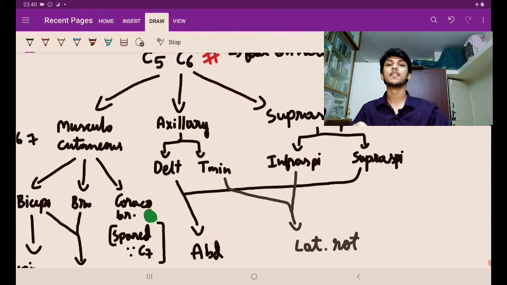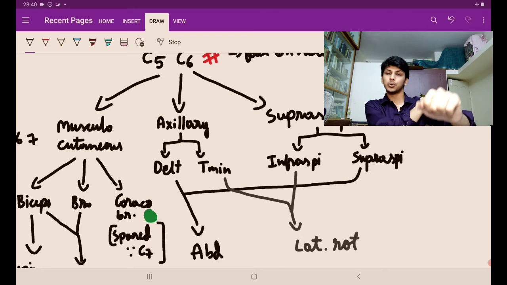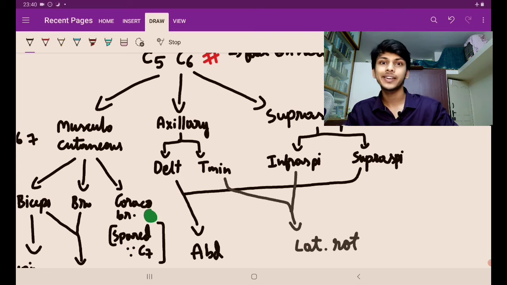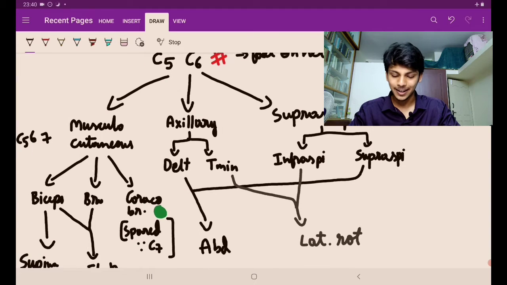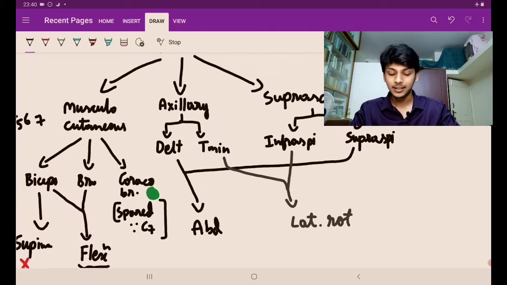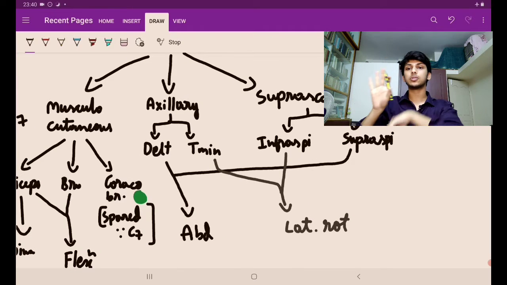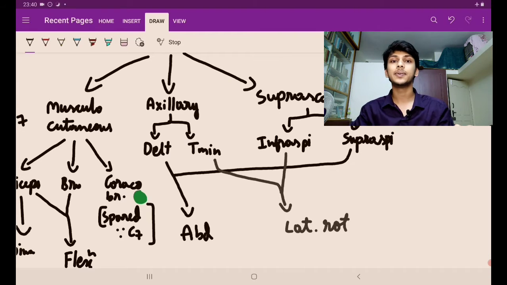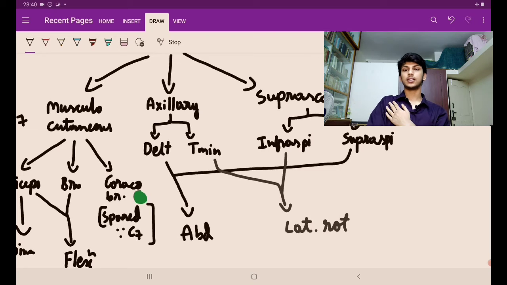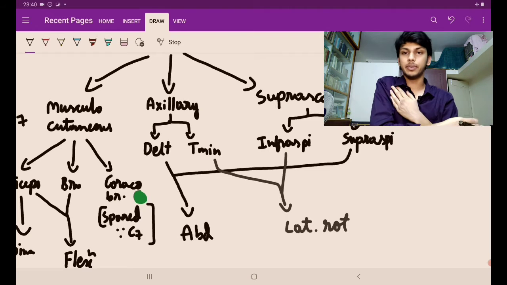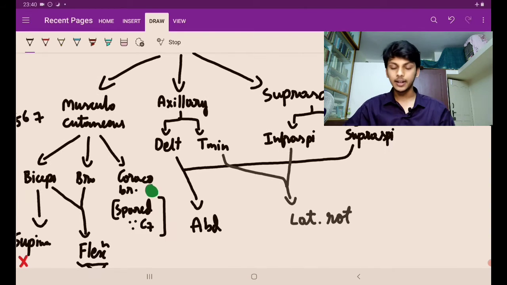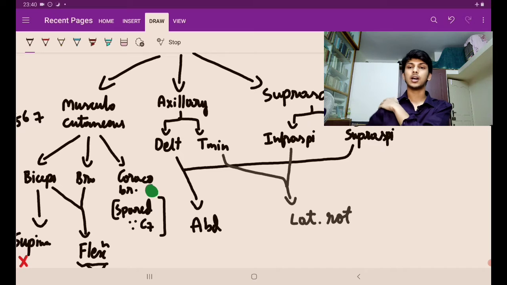Then there is the axillary nerve. The axillary nerve supplies two muscles: the deltoid muscle, the shoulder muscle where we get a COVID vaccine, and the teres minor muscle. The infraspinatus, which we studied, is on the posterior aspect of the scapula below the spine. That and the teres minor together cause lateral rotation of the shoulder joint. This is medial rotation, this is lateral rotation. And the deltoid muscle is involved in abduction.